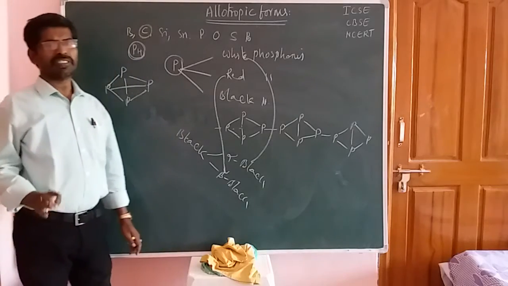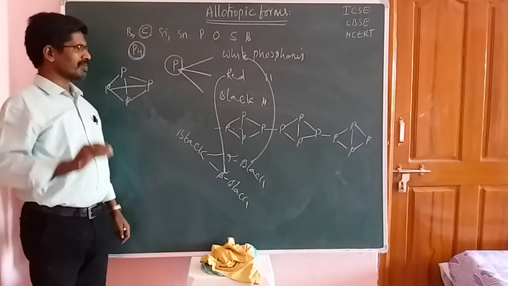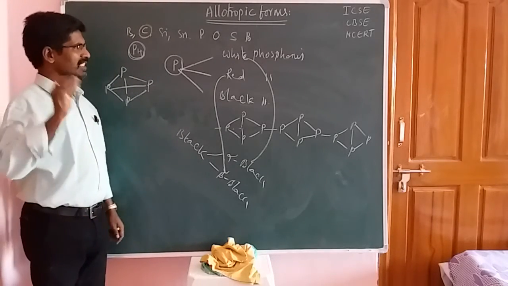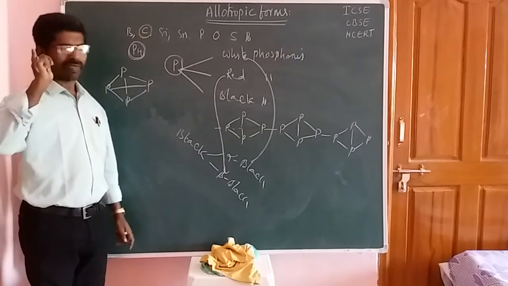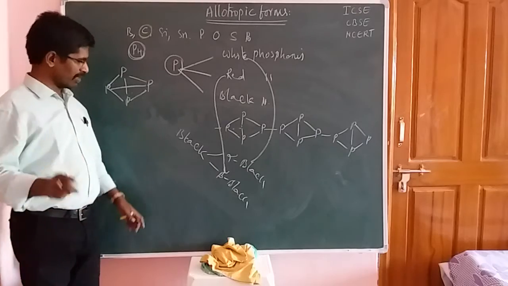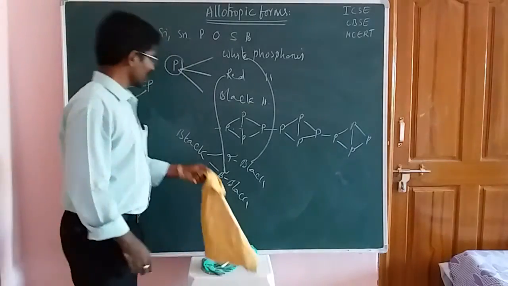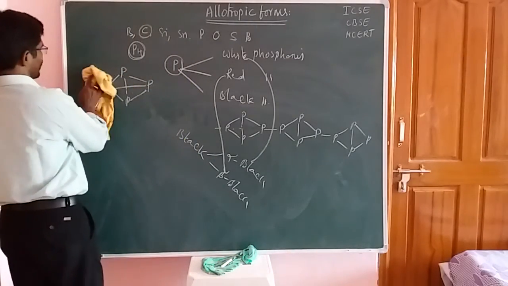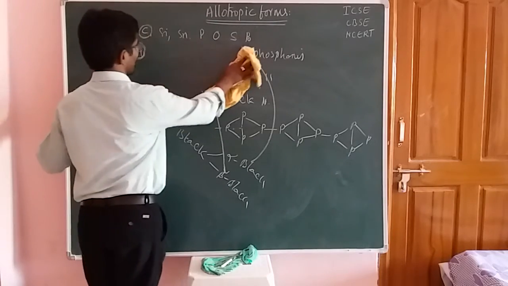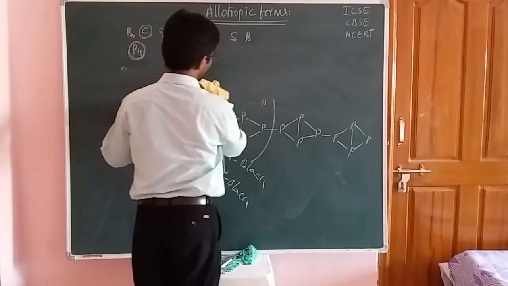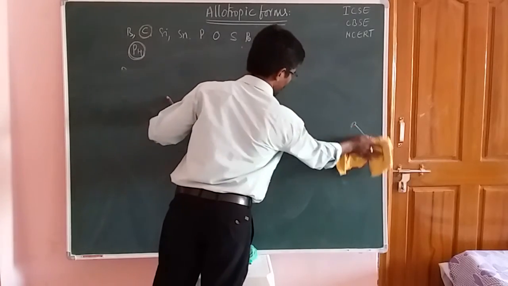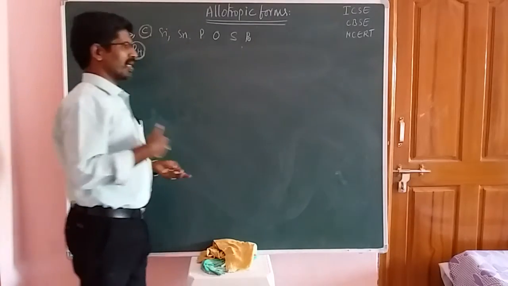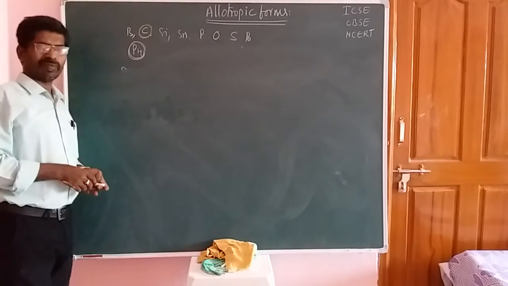So these are the allotropic forms of phosphorus. Phosphorus exists in three forms: white, red, and black phosphorus. Okay, students. The next topic is oxygen. Oxygen exists in two forms: the O2 state, which is a diatomic molecule, and O3, which is a triatomic molecule.